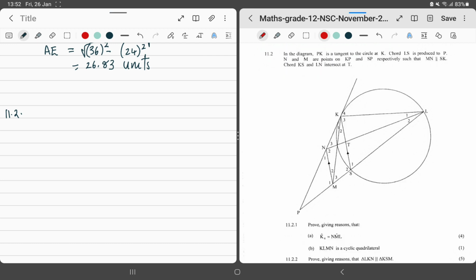Okay, so KP is a tangent. So it means that this angle is equal to S1 because of the tan chord theorem. Then the whole of this angle is equal to the whole of that because of the tan chord theorem. 11.2.1 A. Prove that K4 is equal to NML. So it is equal to that angle.